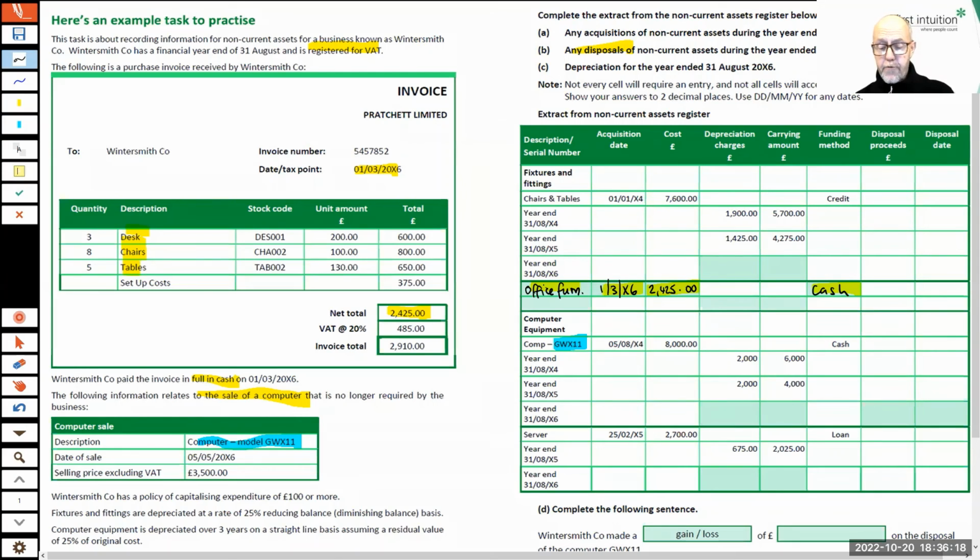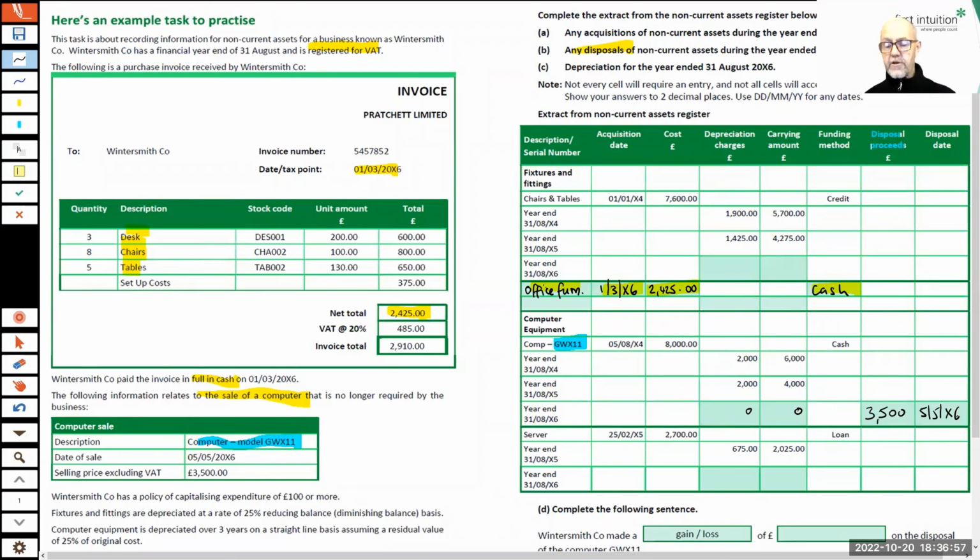We're not going to depreciate it year end 31/8/X6. The reason being, we don't own it anymore. We only depreciate those assets that we still own. But what we have got is, during the course of the year, we have disposal proceeds. So we have received 3,500, and that was on the 5th of 5th X6.